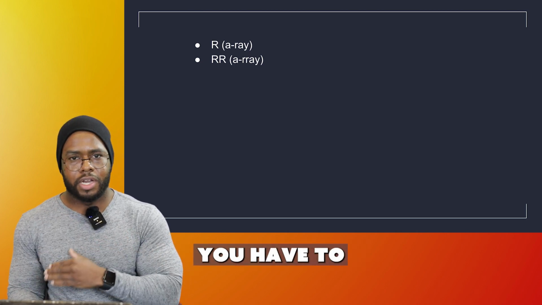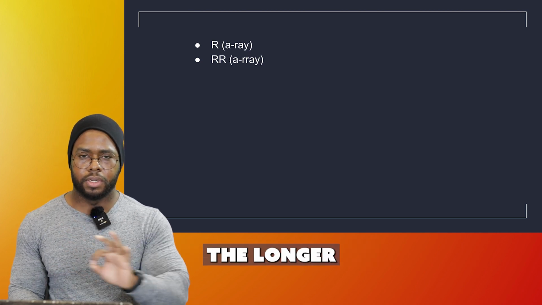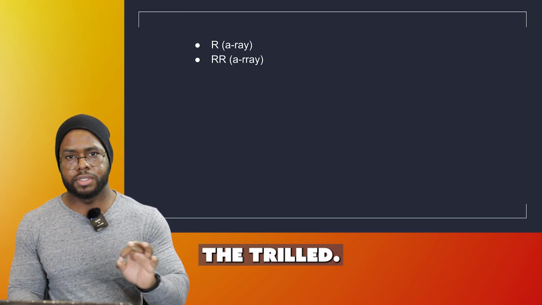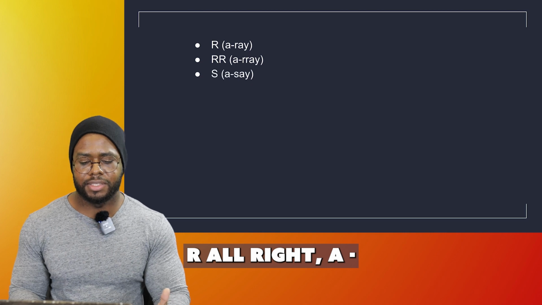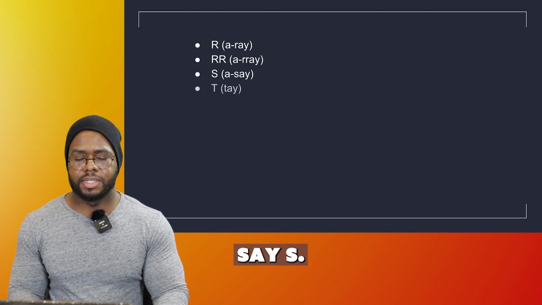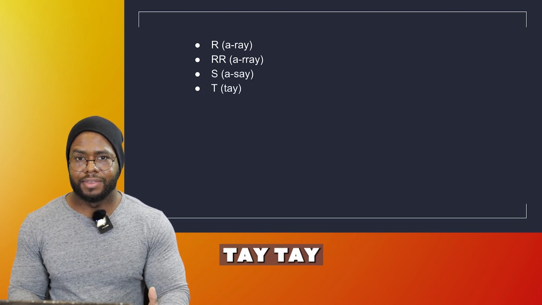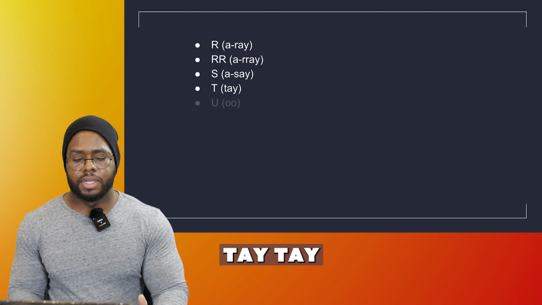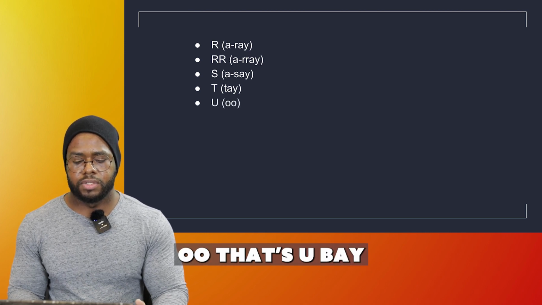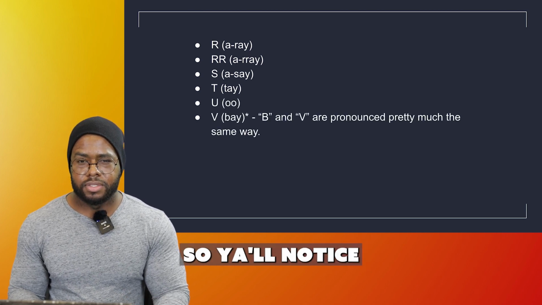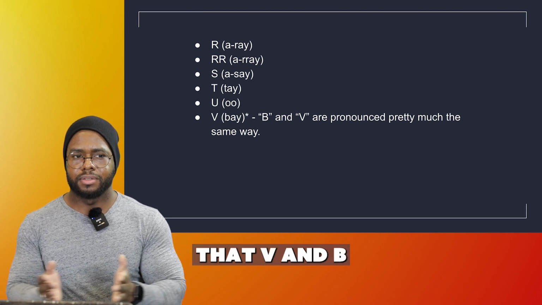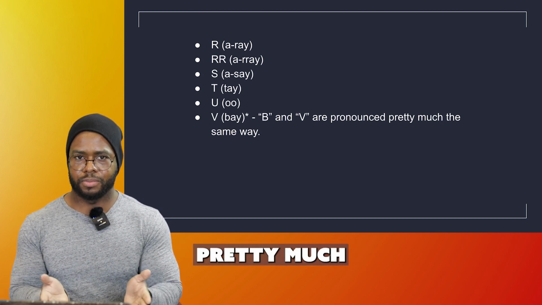The double R, however, you have to roll it. So that's the longer, as we would say, the trilled R, right? S, T, U, V, B. So you'll notice that V and B have the same sound pretty much.